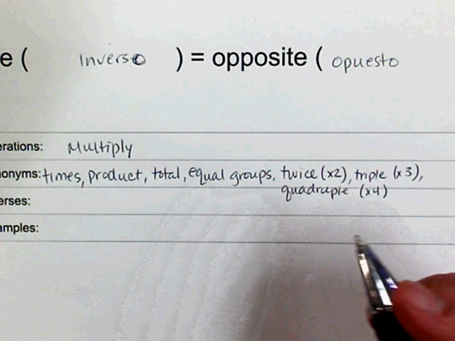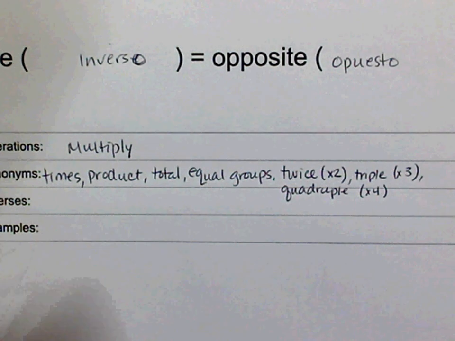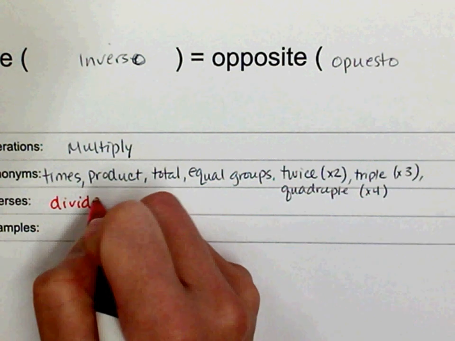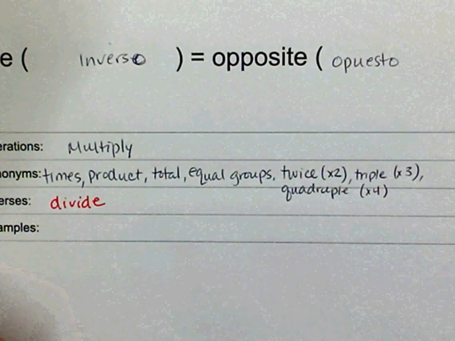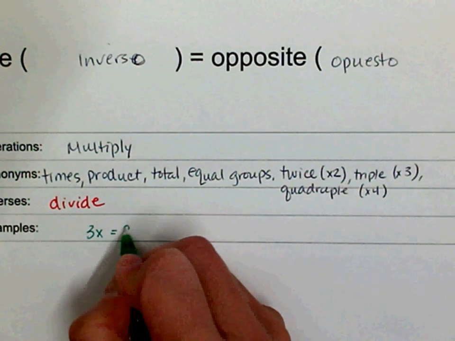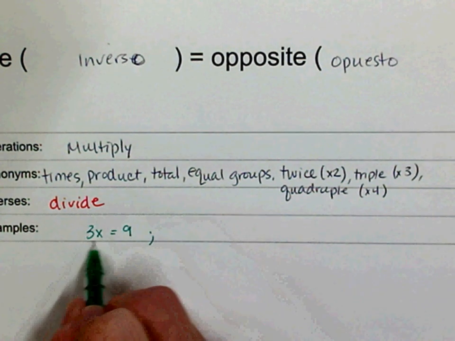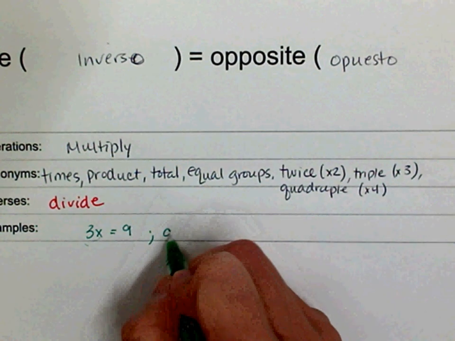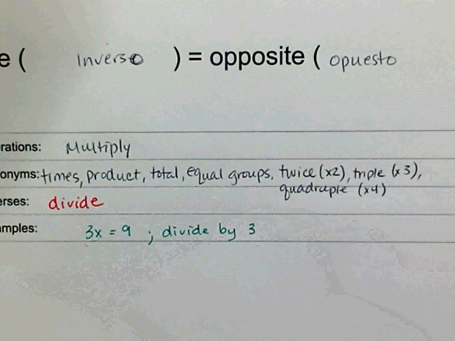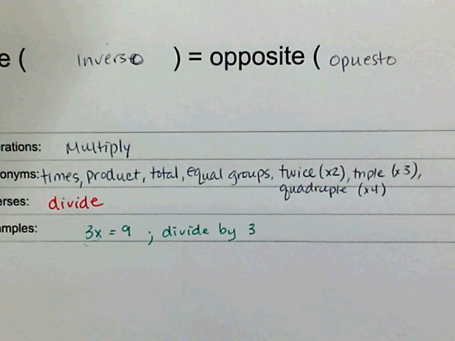All right, an inverse of multiplying is divide. For example, say you have 3x is equal to 9. See how that's one term, 3x? So what would you do here? You would divide by 3. All right, we're not going to do the math. I just want you to know how to do it, okay?